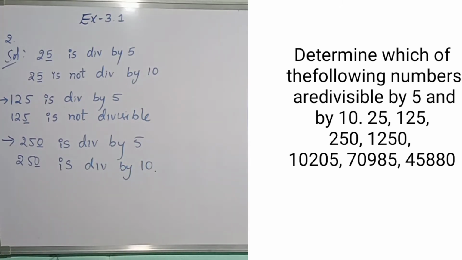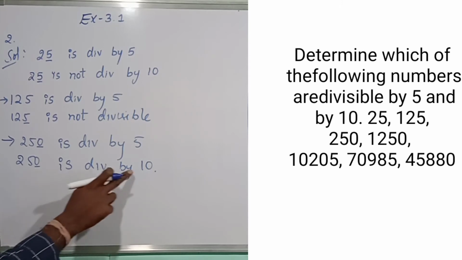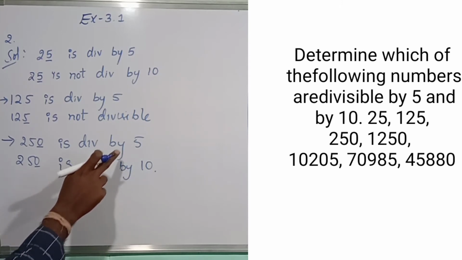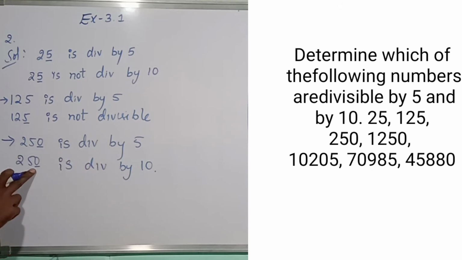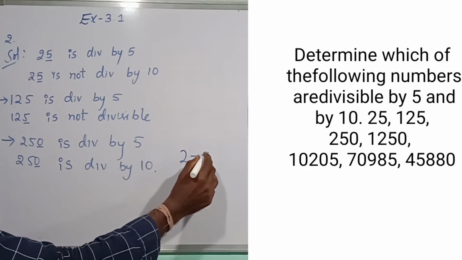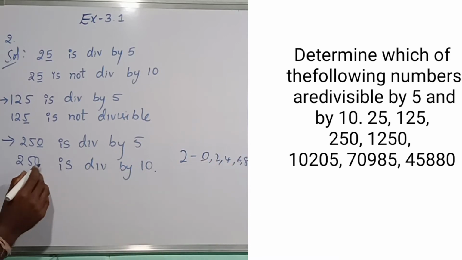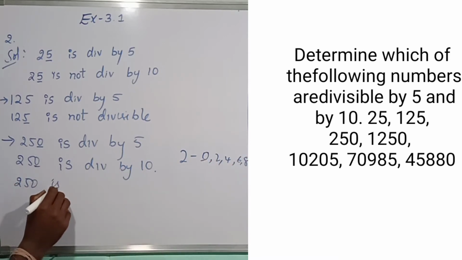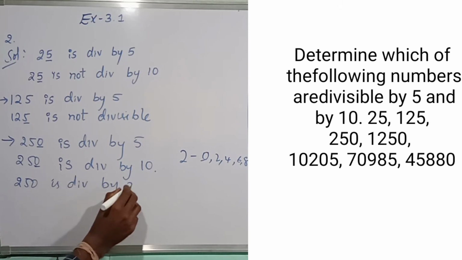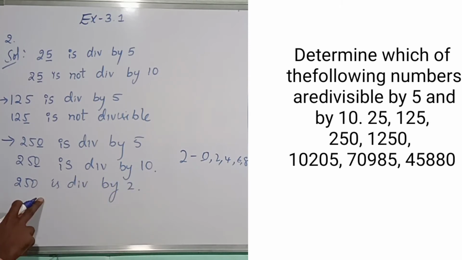In the last line the question says to check whether the numbers that are divisible by 10 are also divisible by 2 and 5. A number which is divisible by 10 is already divisible by 5. Now we check for 2. The divisibility rule for 2 is that the last digit should be 0, 2, 4, 6 or 8. Is 0 present? Yes, so 250 is divisible by 2. So the number which is divisible by 10 is also divisible by 2 and 5.